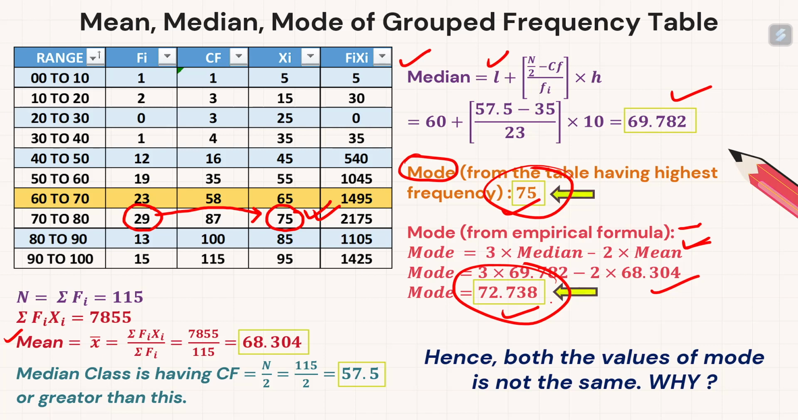And this is the question asked to me, that why the empirical formula gives you the mode that is different from the mode that we see in the table directly. This is the question asked in the doubt, that why the two different kinds of modes exist. So let us discuss about this.